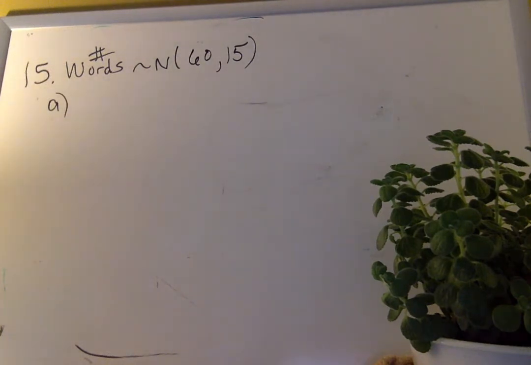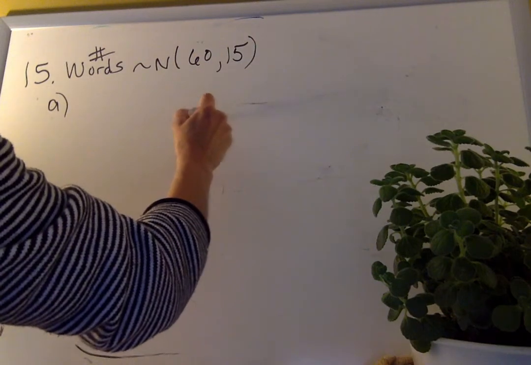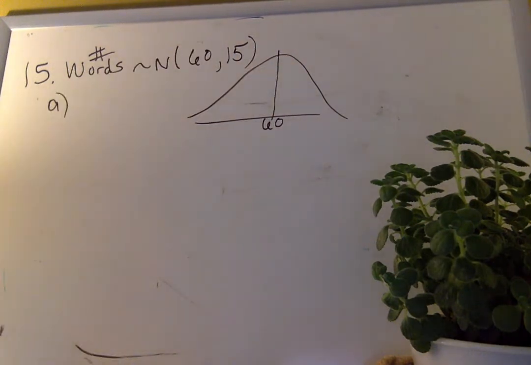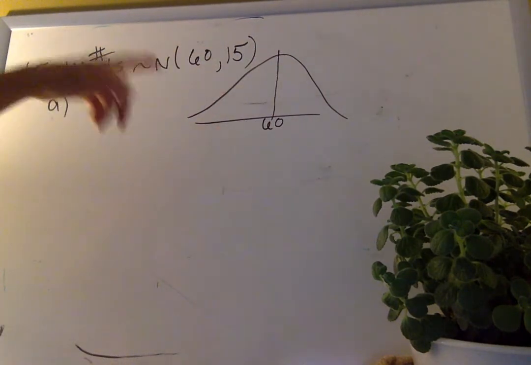You could tell I stole this from a textbook, right? Part A, the authors were really trying to make sure you understood concepts. You should not even have to pick up a pencil to do part A. But first, let me remind you of the picture. It's a terrible picture, but it will do, right? The mean is 60 words.